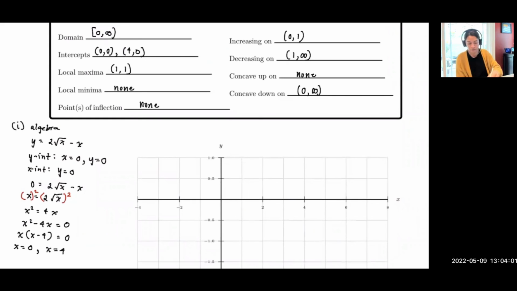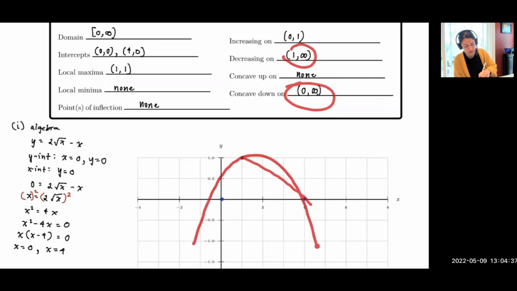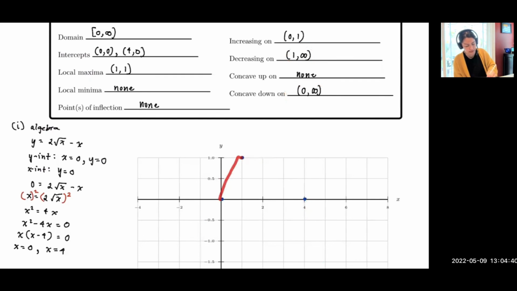So let's go ahead and graph these. I like to graph them at 0, 0, 4, 0, and 1, 1, like that. Then I go back to the thinner one. I do know it starts at 0. I do know that it's increasing from 0 to 1, and then decreasing and always concave down. So it's going to be concave down everywhere, but increasing to the left of 1 and decreasing to the right. So we can already see what that looks like.